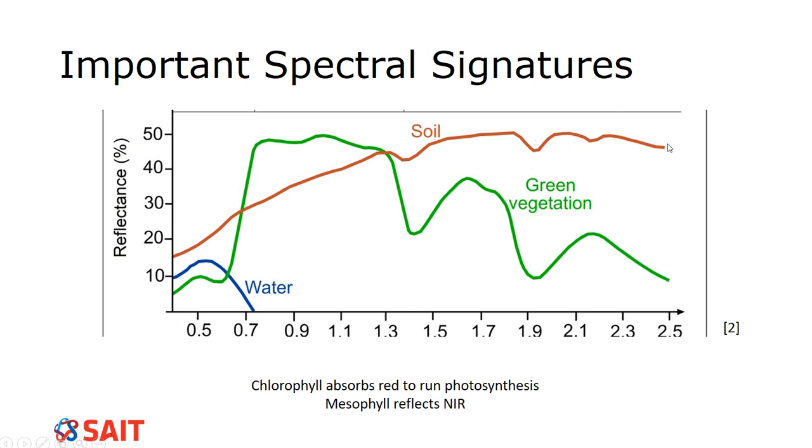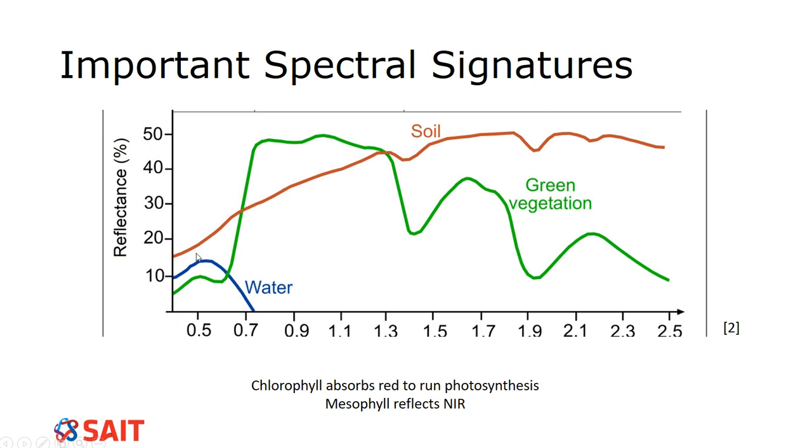Then we got soil, which looks kind of like a logarithmic curve. It looks a little bit flatter in this case, but it's kind of like a logarithmic curve. You can see how in the higher near infrared, or not near infrareds, but the higher infrareds, it pretty much flattens out, and then it's much lower in the visible light spectrum.